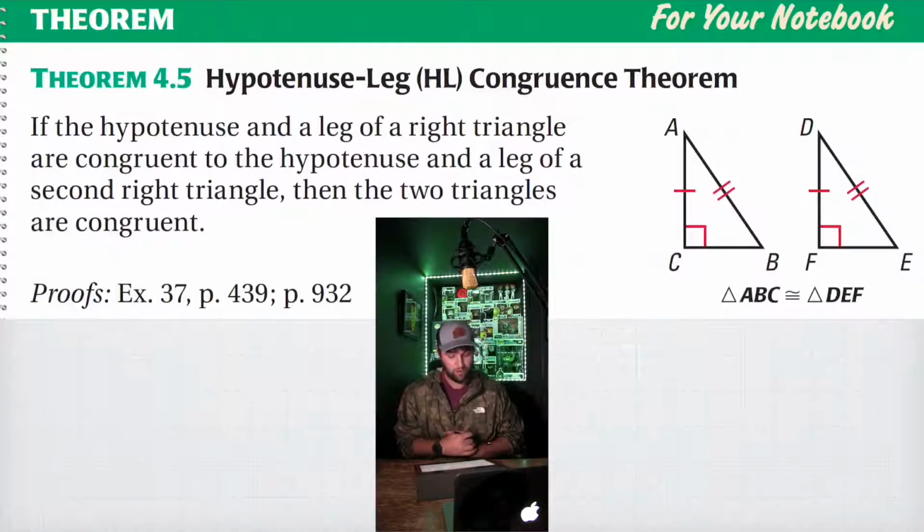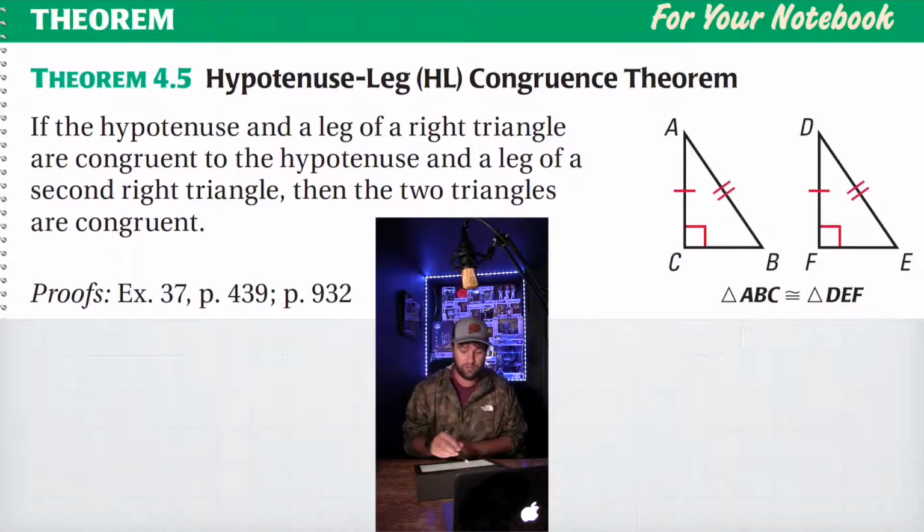So here we go, theorem 4.5, the hypotenuse-leg congruence theorem. If the hypotenuse and a leg of a right triangle are congruent to the hypotenuse and a leg of the second right triangle, then the two triangles are congruent. So all you have to know is a hypotenuse and the leg if it's a right triangle. So first you have to prove that they're a right triangle to even be able to use the hypotenuse-leg congruence theorem. Okay?